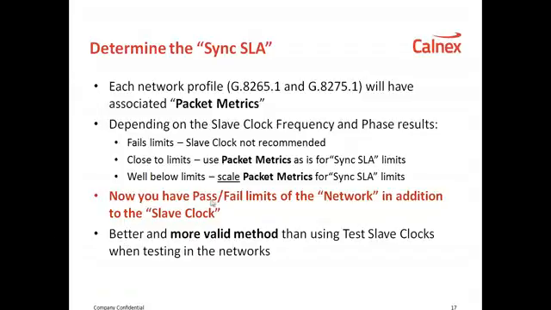And what we have by this is ultimately we have pass-fail limits for the network as well as the slave clock. And this is a far more valid method than using test slave clocks when testing in the network. You cannot use an emulated slave or an alternative slave in the network when you're characterizing your network for LTE. This is because, remember, we've said before, every slave is different. If you use a slave from vendor B to test a network which is then going to use vendor A, those results won't be valid anymore. Whereas this method of doing the lab tests and establishing the sync SLA parameters is a more valid method for establishing sync SLA limits for your network.